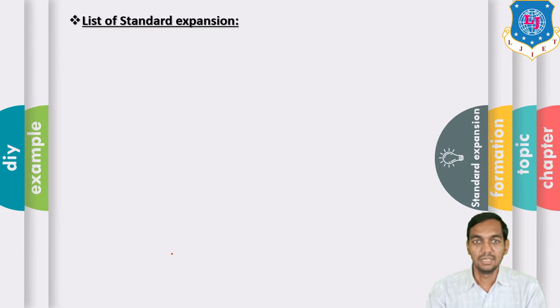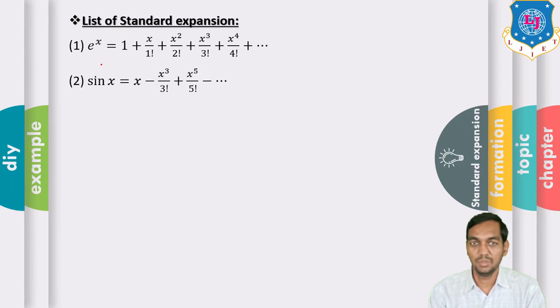Now, a list of the standard expansions. See, this Maclaurin series you have to remember. These are some standard functions whose Maclaurin series we have to remember. So e raised to x has the expansion 1 plus x upon 1 factorial plus x square by 2 factorial plus x cube by 3 factorial and so on.